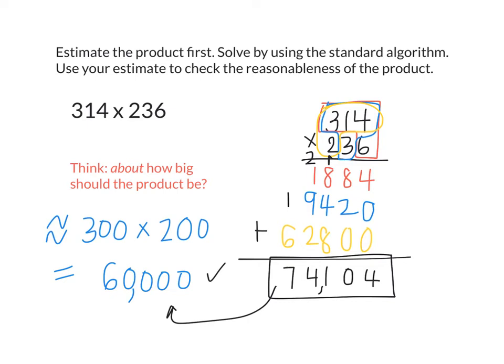Now, could you estimate and put a check first? You could, but doesn't that defeat the whole purpose of why you estimate first? Okay, so at the end, once you have your total product, come back, show me that you're looking at your estimate, and put a check there if you think it's in the right zone.